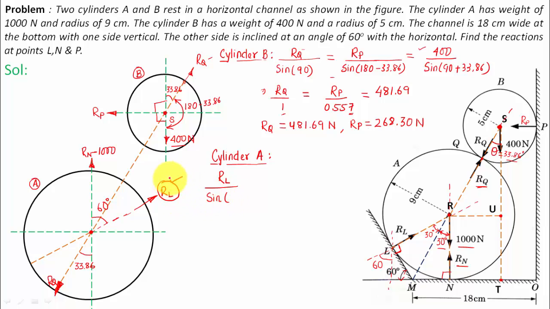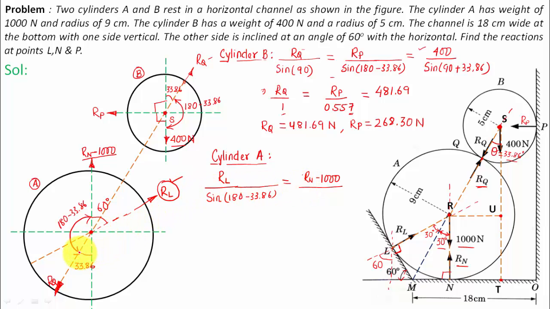If RL is the main force, the remaining two forces are this guy, Rn minus 1000, and RQ. Okay, so the angle is from here to here. This angle is 180 minus 33.86. So sine of 180 minus 33.86. That's it. What is the next force that we're gonna take on? It's Rn minus 1000, Rn minus 1000 whole divided by, okay, what about the angle between the remaining two forces?